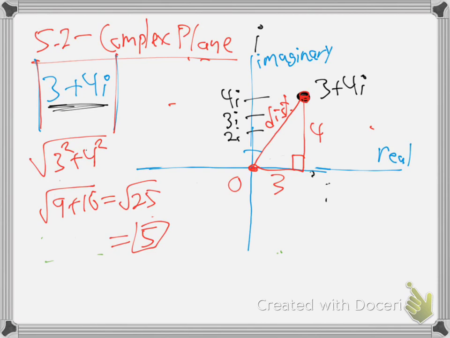So absolute value means distance from 0, and distance from 0 is the hypotenuse of a right triangle. Just like a vector, it's the same thing as the magnitude of a vector. The length of the hypotenuse is c, and a squared plus b squared is c squared. So it's just the square root of a squared plus b squared.